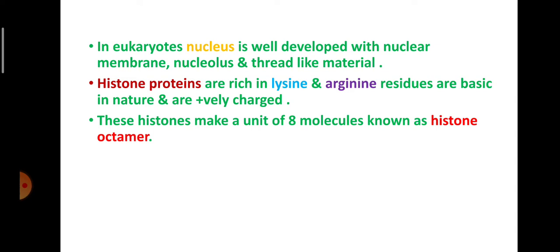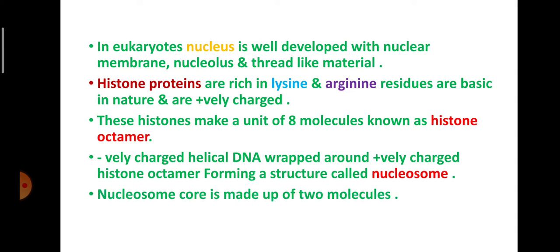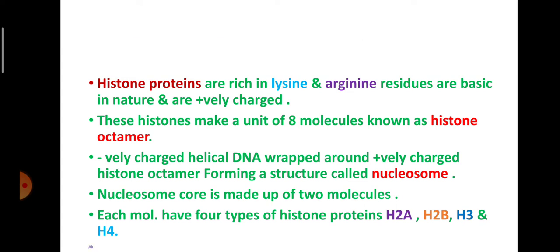These histones make a unit of 8 molecules known as the histone octamer. Negatively charged helical DNA is wrapped around the positively charged histone octamer, forming a structure called the nucleosome. The nucleosome core is made up of 2 molecules. Each molecule has 4 types of histone proteins: H2A, H2B, H3, and H4.